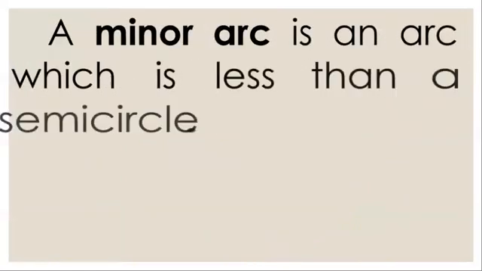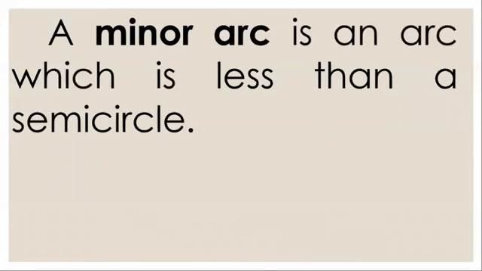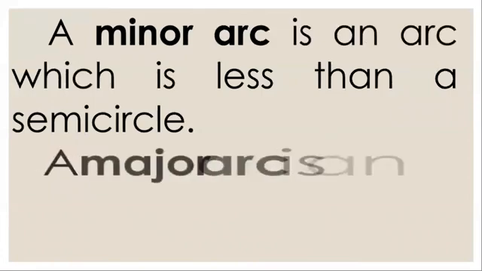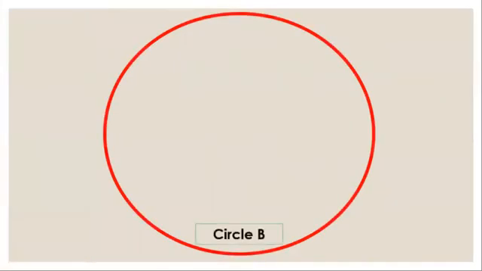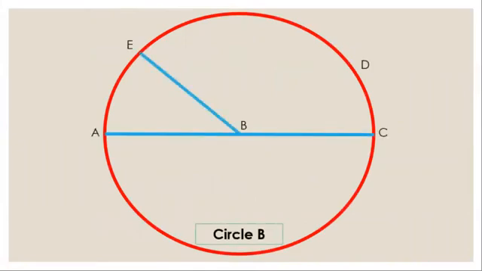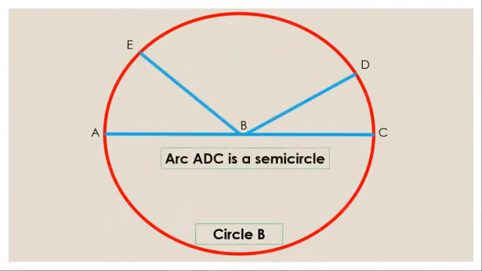Next, aside from semicircle, we also have a minor arc. A minor arc is an arc which is less than a semicircle. And aside from minor arc, we also have the major arc. By definition, a major arc is an arc which is more than a semicircle. So for an illustration, we're going to use the same circle, circle P. And then we also have the diameter and the radii. So in this given illustration, we can say that arc ADC is a semicircle. So let's look at it, from point A going to D, then going to C.